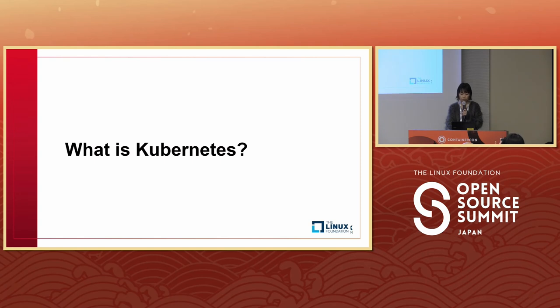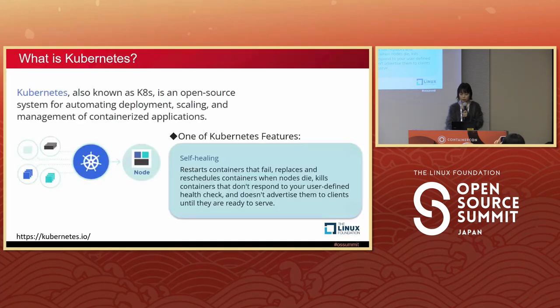What is Kubernetes? Maybe the people in this room know about Kubernetes, so I don't need to explain it so clearly, but I just copy and pasted this diagram from Kubernetes.io. Kubernetes is an open source system for automating deployment, scaling, and management of containerized applications, as you know.